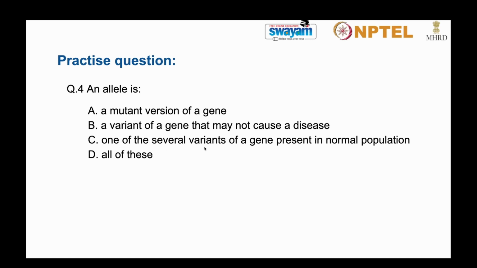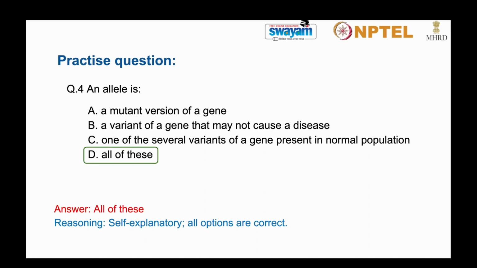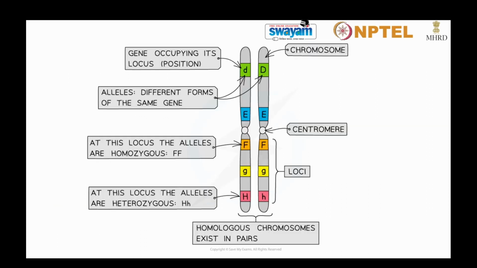Then third is one of the several variants of a gene present in the normal population. So yes, it is also true, because there are certain genes which can have more than one variant. So it is one of the several variants of a gene. So it is also true. Hence the correct option will be option D, which means all of these. And it is also self-explanatory, as I mentioned what an allele is.